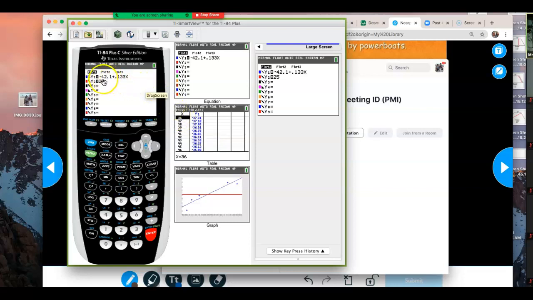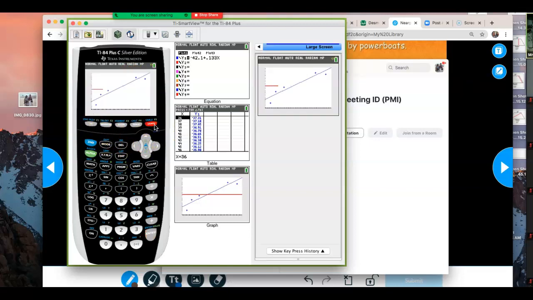Alright, so I put the equation of the line into the calculator, and then I press graph. And the blue line is the regression line, the least squares regression line. The red line is the mean of y. The mean of y was 25.